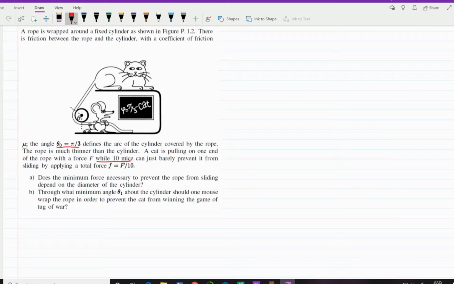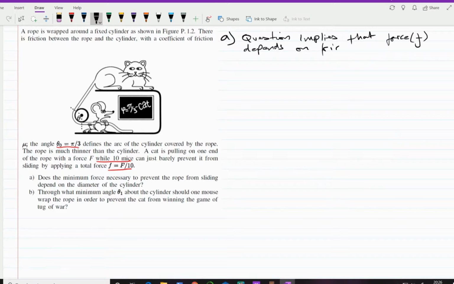When we read the meat of the paragraph, it's implied that the force of the mice, italicized F, depends on the diameter of the cylinder, the force from the cat itself, and the coefficient of friction around the cylinder.